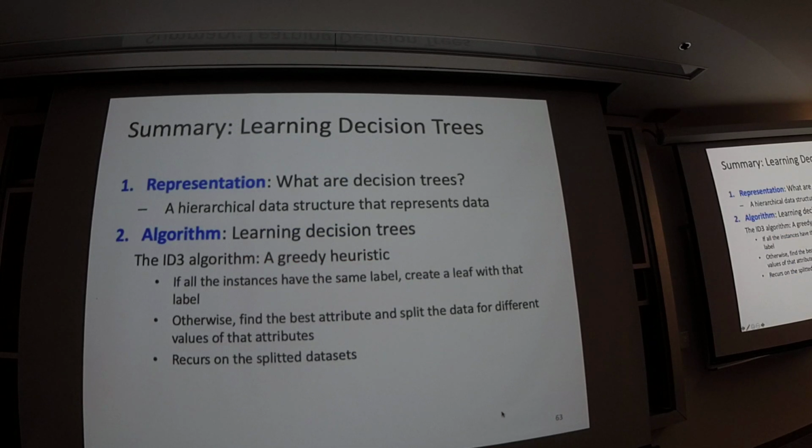Okay, a brief summary. Our ID3 algorithm to learn decision trees is essentially a greedy heuristic. The base case is that if all instances have the same label, create a leaf node with that label. Another case is that if the attribute set is empty, we have to stop. Otherwise, find the best attribute and split the data by the different values of that attribute. Here we use information gain as our heuristic to select the best attribute, and then recurse on the split data sets.